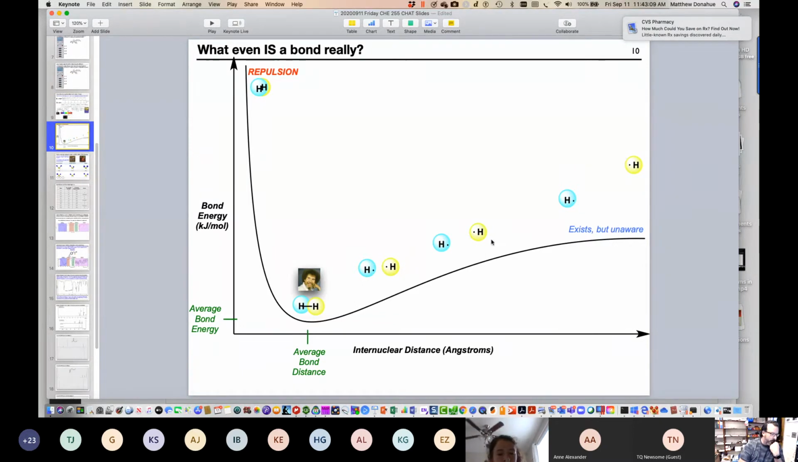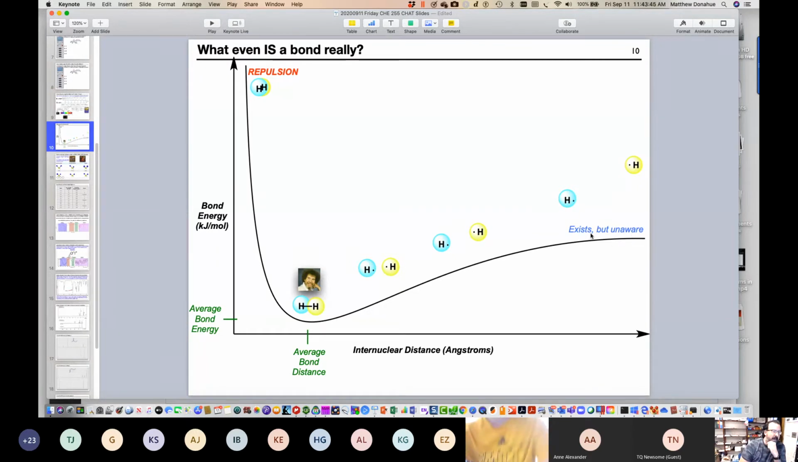So what is a bond? On the x-axis here, we have internuclear distance. That's the distance, if you consider my fists as two H atoms. If we're really far away, on the right side of this slide, we have two hydrogen atoms. They exist in space, but they are unaware of each other. So that's you and your significant other at some point in life. They're out there, you don't know they exist.